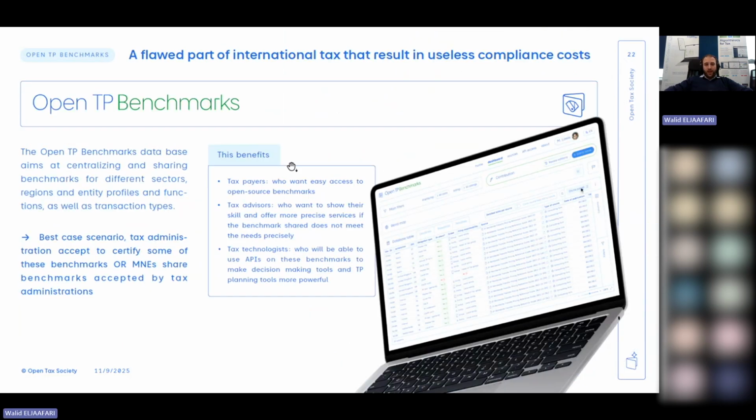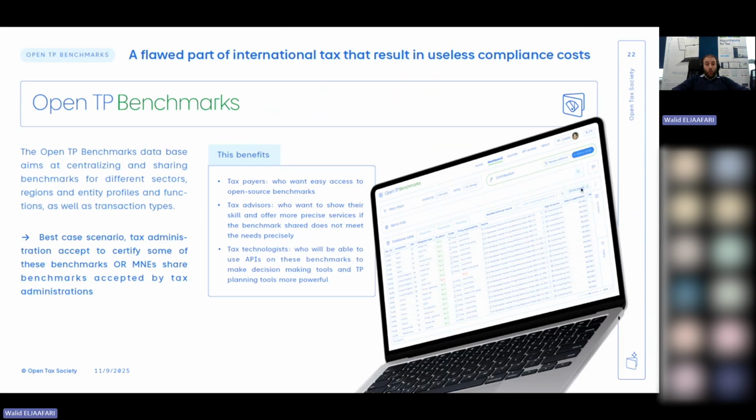Then the fourth initiative is Open TP benchmarks. So here the idea is a bit different. Again, right now, a lot of companies are paying for benchmarks that are the same as their neighbor or their direct competitor or any other company that works in the same sector, and it is useless. It is really useless for all groups to try and pay for benchmarks that look the same for the same reason instead of pooling all of these costs. It is useless for the companies. It is useless for the entire economy.